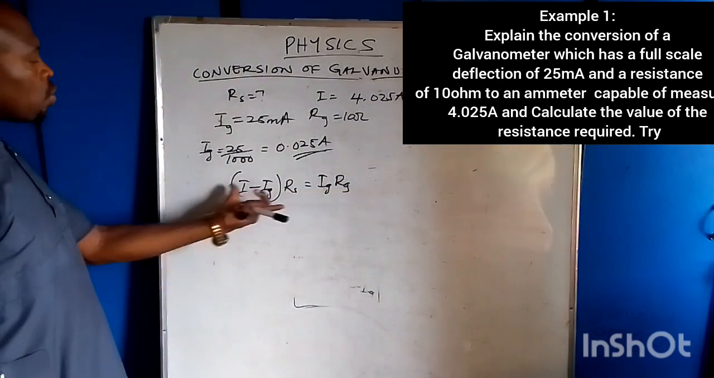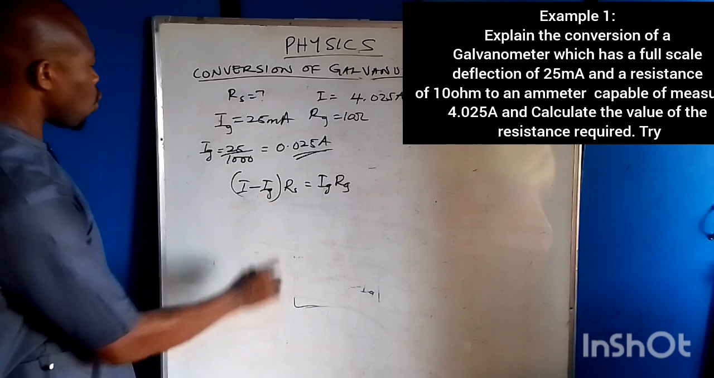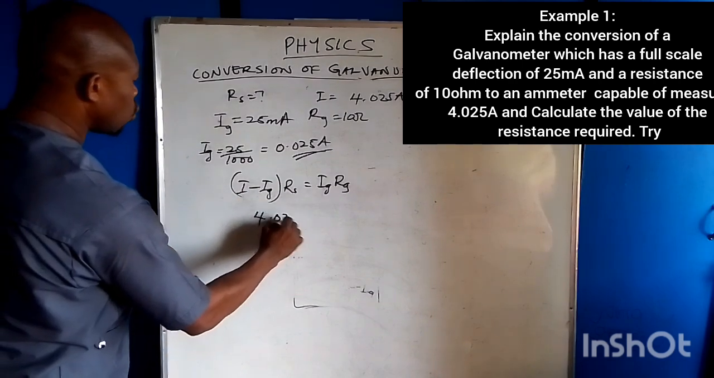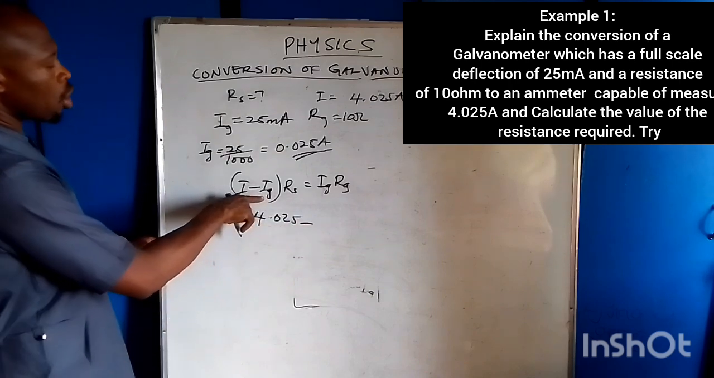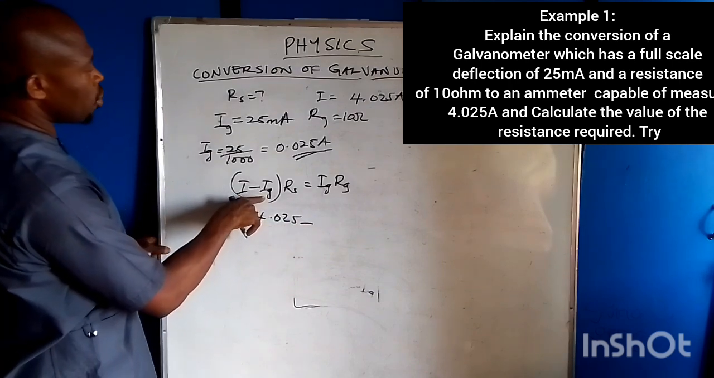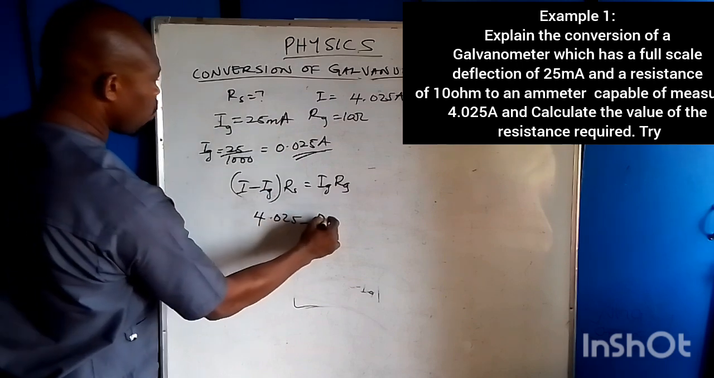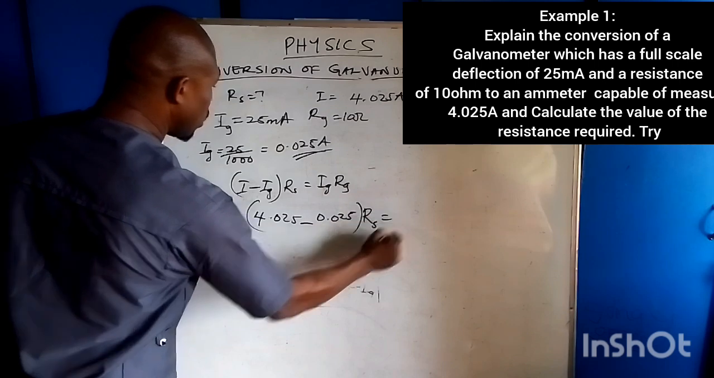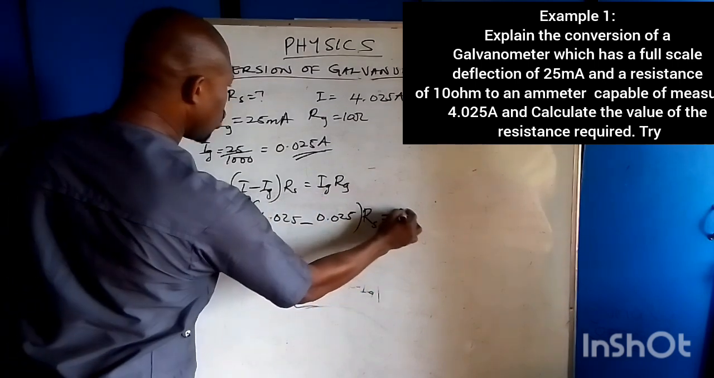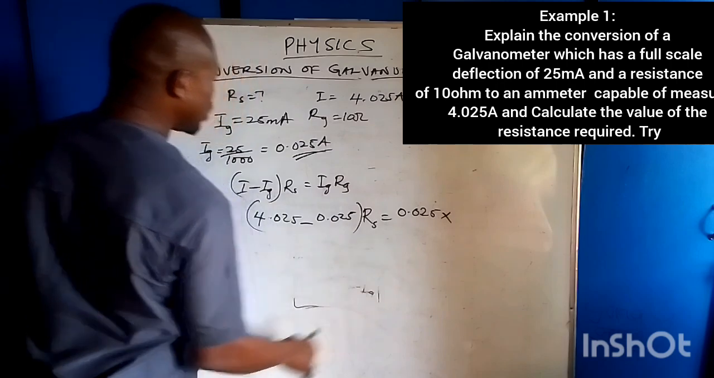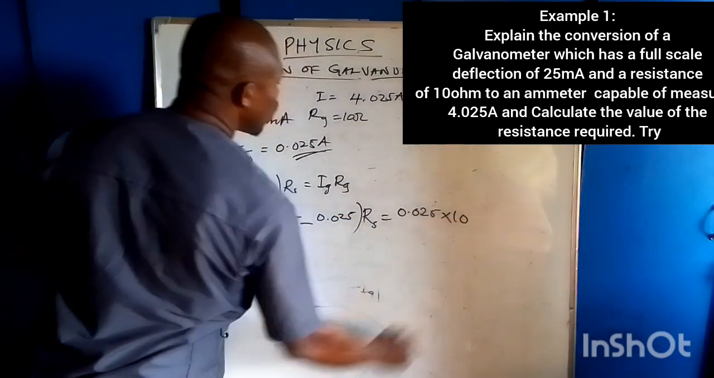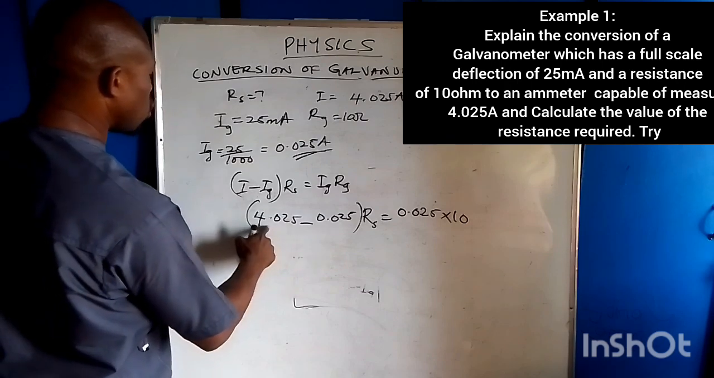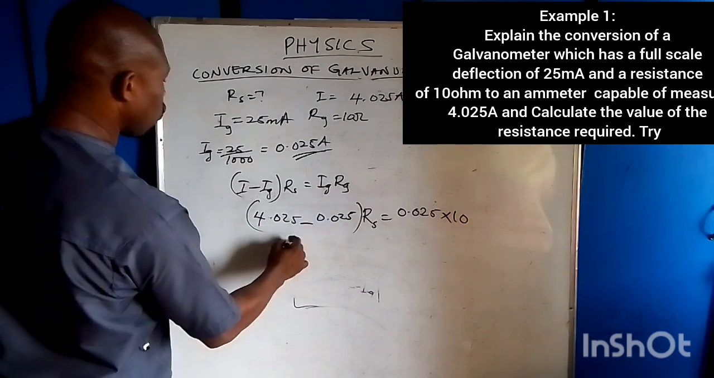Now from here we substitute. If we substitute it, we have the current capacity, which is 4.025 minus the current flowing through the galvanometer, which is 0.025, multiplied by RS equals the current through the galvanometer, 0.025, times the resistance of the galvanometer, which is that. Of course, 4.025 minus 0.025 will give us 4.